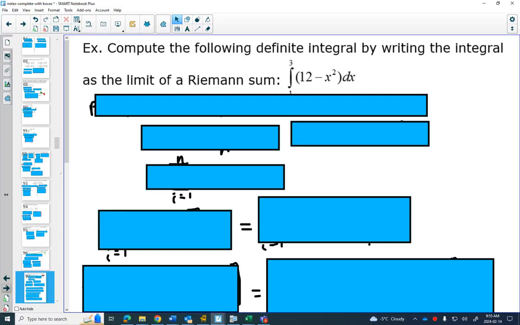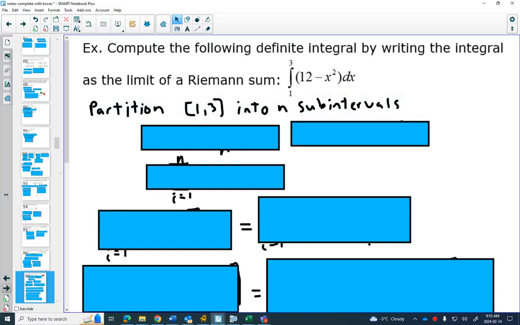So we want to write this as the limit of a Riemann sum. So we've got our interval from 1 to 3. That's going to be partitioned into n equal intervals, so your change in x is going to be 2 over n.